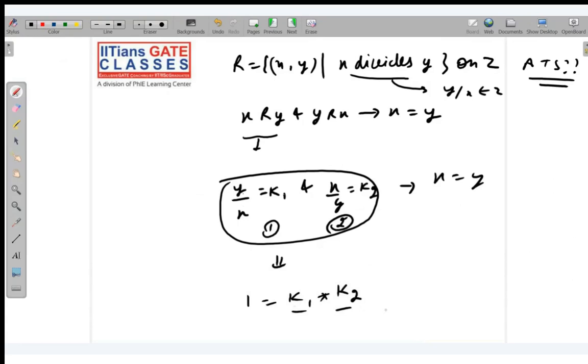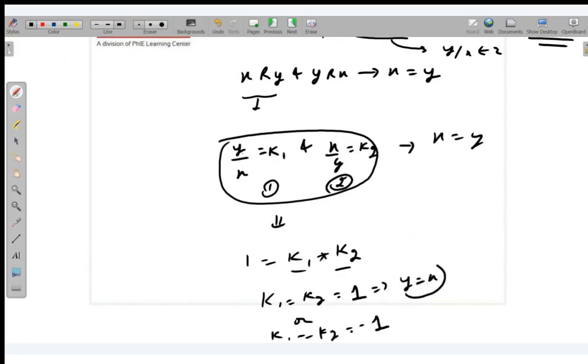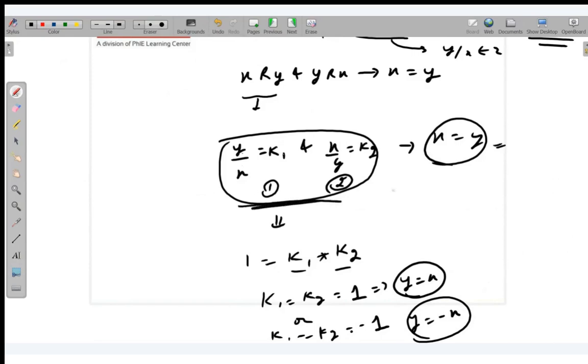Since both are integer quantities, obviously k1 and k2 should both be 1, or both be minus 1. There are only two possibilities. When k1 is equal to k2 is equal to 1, y is equal to x, the thing which we want. But when k1 is equal to k2 is equal to minus 1, we will get y is equal to minus x, and the moment we get that, problem will start. From these two we should conclude x is equal to y, but we have concluded something else also.